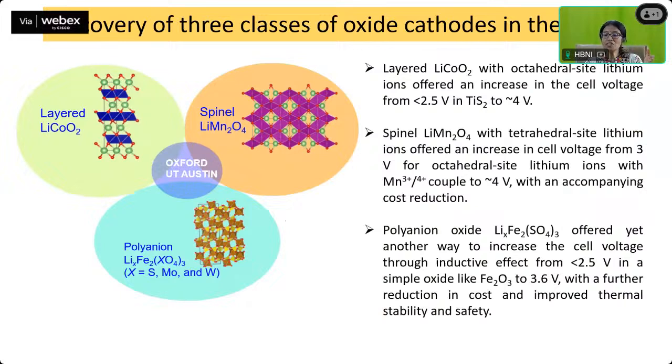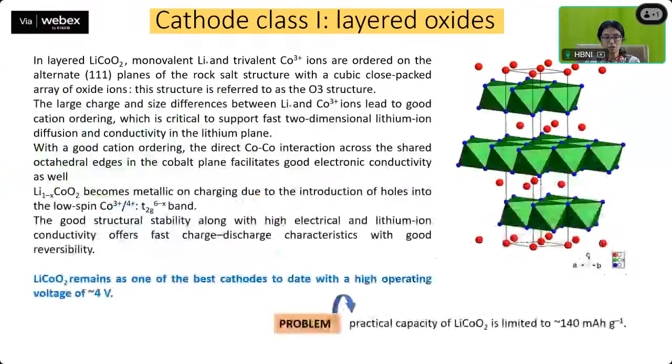So the cell voltage increases from less than 2.5 volt in simple oxides like iron oxide to 3.6 volt in the case of lithium iron phosphate, with a further reduction in cost and improved thermal stability and safety. So if you look today at the different classes of cathode materials which we can consider in the case of lithium ion batteries, these are the layered lithium cobalt oxide, then you have spinel lithium manganese oxide, otherwise you can also use polyanion lithium iron phosphate, molybdates, tungstates, as the case may be.